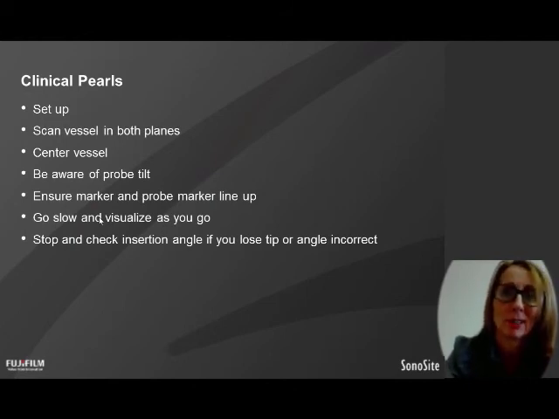Ensure your marker and your probe marker are lined up. Believe me, that's a nightmare when you've got it the wrong way around and you're trying to adjust your needle tip slightly, and everything you think you're angling to the right, it's going to the left. It's very confusing for your head. Go slow and visualise as you go. It really actually does make a difference to the ultimate end result. So even though you may be rushing, it actually makes things longer. So take a little bit more time to just slowly do everything, and you'll find that you're more successful and it's all quicker. If you lose your tip, or if you're just not sure, stop and recheck everything.